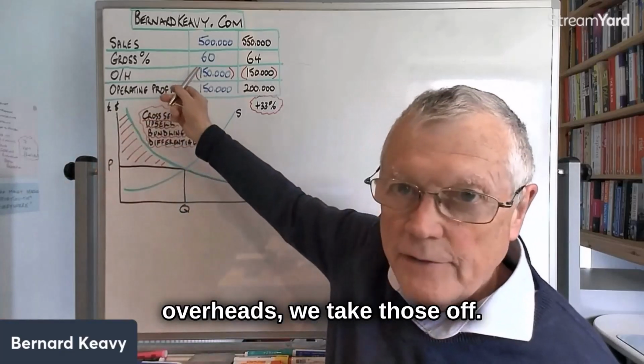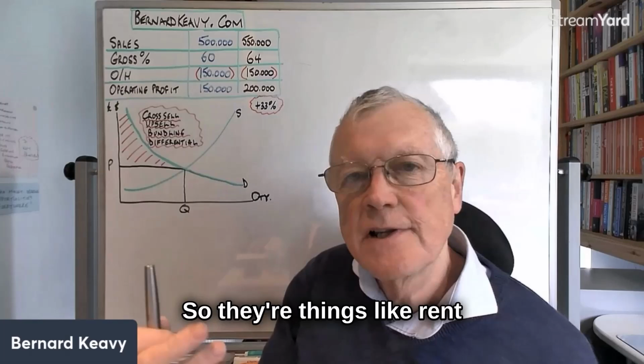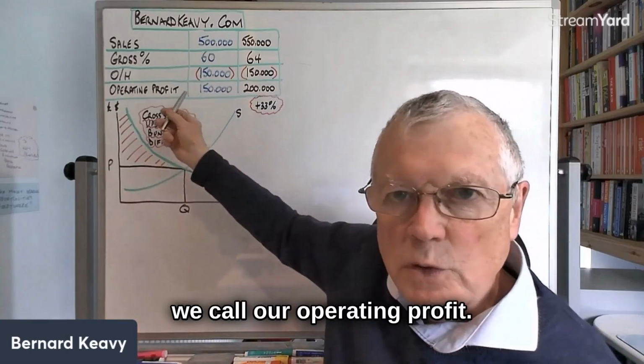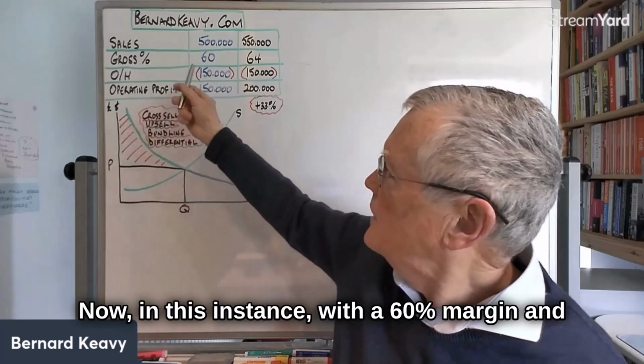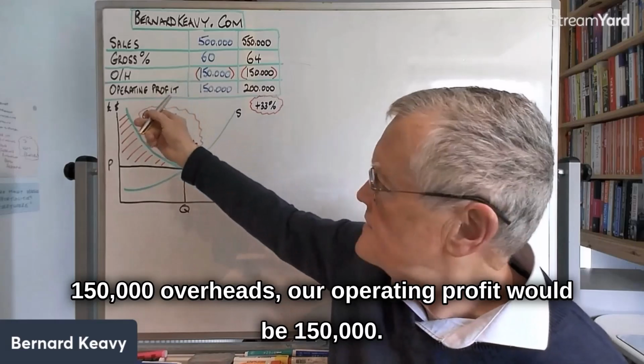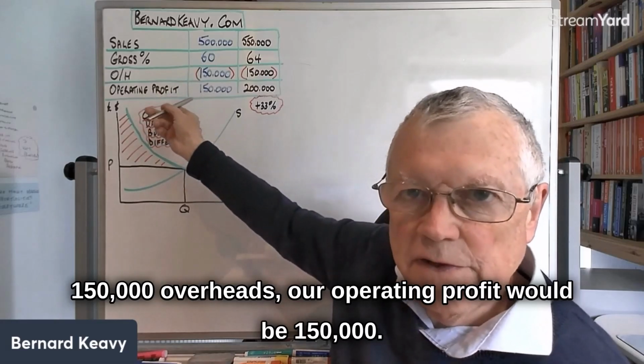This will vary for every business, obviously. We work out our overheads. We take those off. So they're things like rent, rates, wages, salaries, etc. And that will give us what we call our operating profit. Now, in this instance, with a 60% margin and 150,000 overheads, our operating profit would be 150,000.